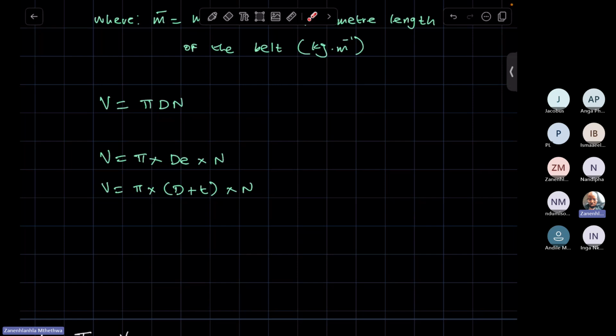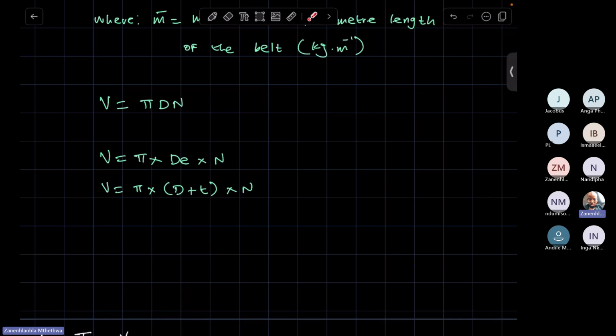And if the thickness of the belt has been considered, the way that affects our formulas is in terms of the diameter. So V is equal to pi dn. We use this if the thickness of the belt hasn't been considered, meaning if you haven't been given the thickness. If you've been given the thickness, it means you have to consider it. And in considering the thickness of the belt, we then use the effective diameter. So the effective diameter is equal to the diameter of the pulley plus the thickness of the belt.